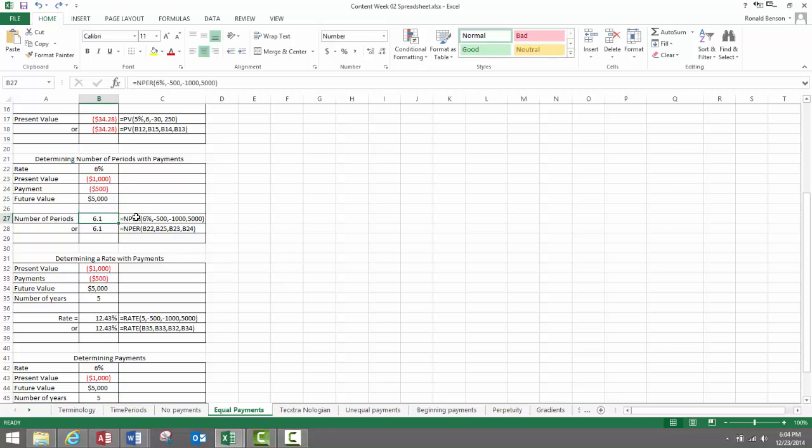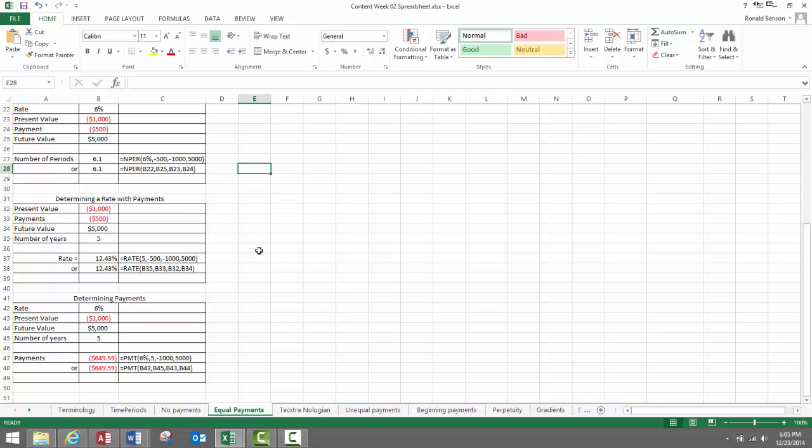The NPER, number of periods function. 6%, minus 500 is the payment. Then comes the present value, minus 1,000, and we want it to become 5,000. Doing this with cell addresses, that uses those numbers right there. Either way, it comes up with the 6.1 years. The number of periods, very handy. Works well in a couple different applications we'll see.